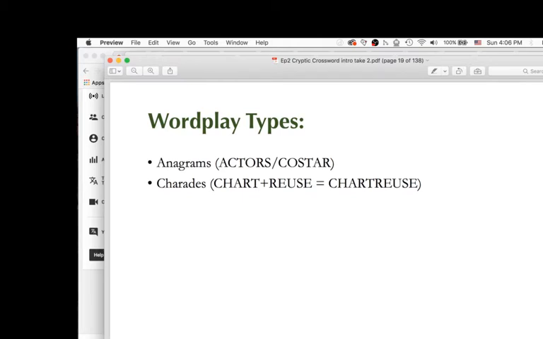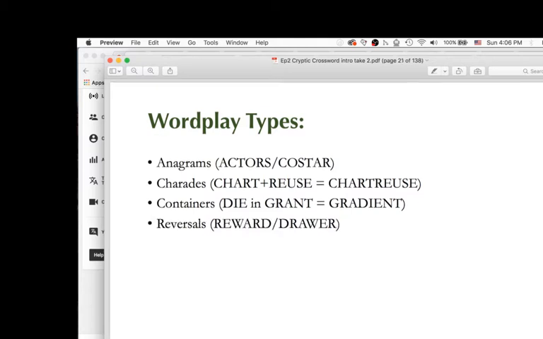Charades, which is putting two or more words together. In this case, chart and reuse make chartreuse. Containers, you can put one word inside another: put die inside of grant, and you get gradient. Reversals, taking a word and spelling it backwards, reward and drawer.